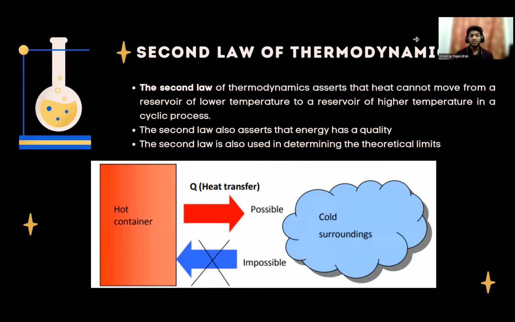In the figure below, the energy stored in a hot container at a higher temperature has a higher quality, an ability to do work, in comparison with the energy contained at a lower temperature in the surroundings. The second law is also used to determine the theoretical limits for the performance of commonly used engineering systems such as heat engines, refrigerators, and air conditioners.